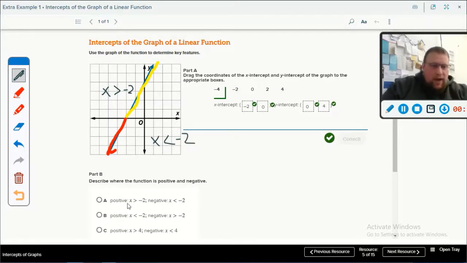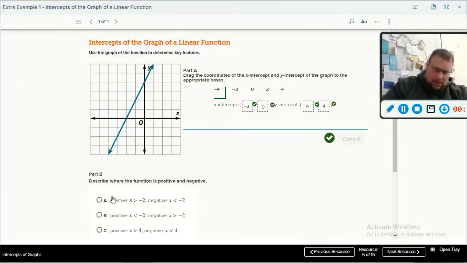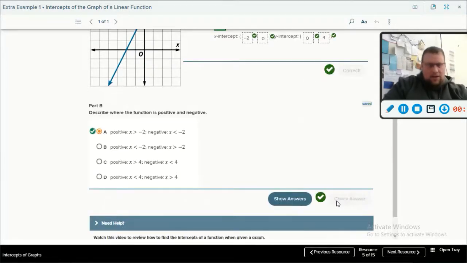Okay, so let's find out where that's set over here. Positive, so we want it positive for x is greater than negative 2. Oh, I see it right here. We want it negative for x is less than negative 2. Boom, we already found it. It's A. Let's check that answer, and boom, right there, we got it.